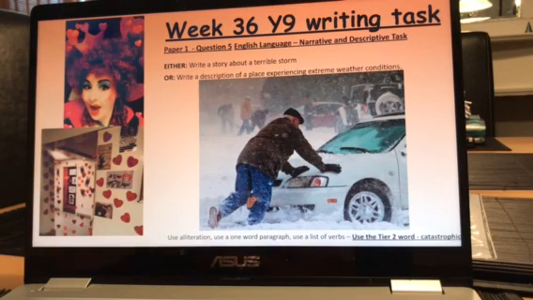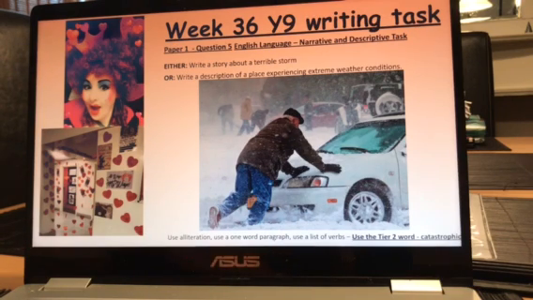Welcome to week 36, your narrative and descriptive task for this week. We're going to write about a terrible storm, or a description of a place experiencing extreme weather conditions. Thought you might feel a bit cheered up or have a laugh at me dressed up as the Queen of Hearts. And I put a picture of school in because I'm sure you're all missing us terribly.